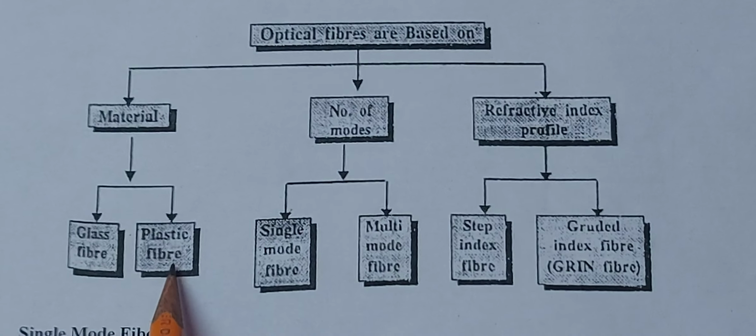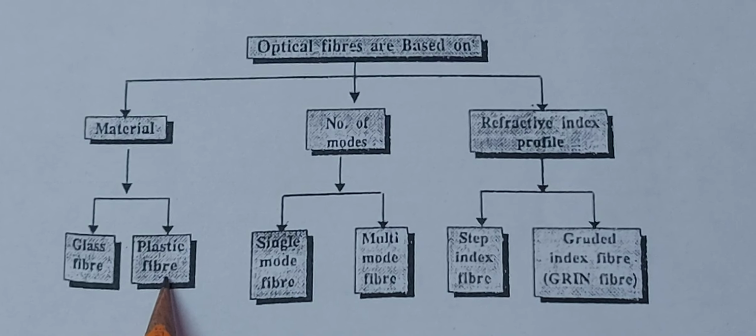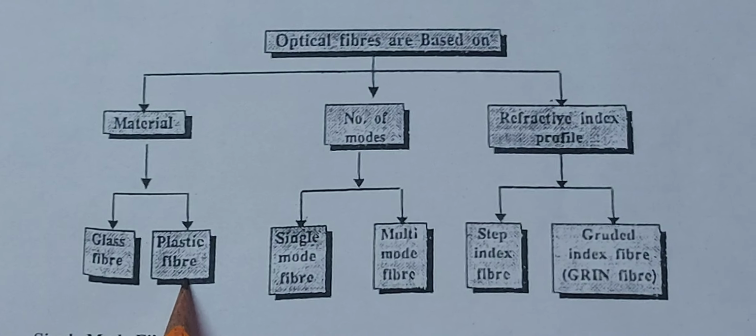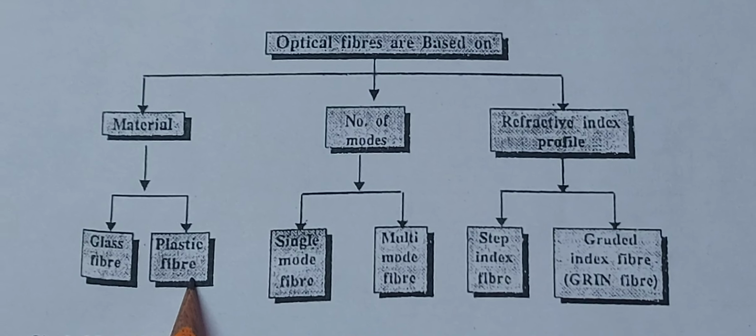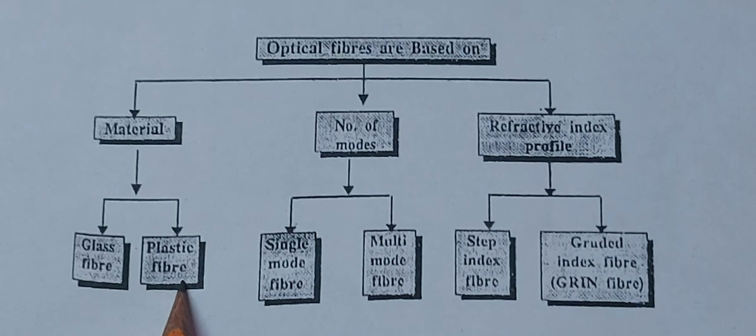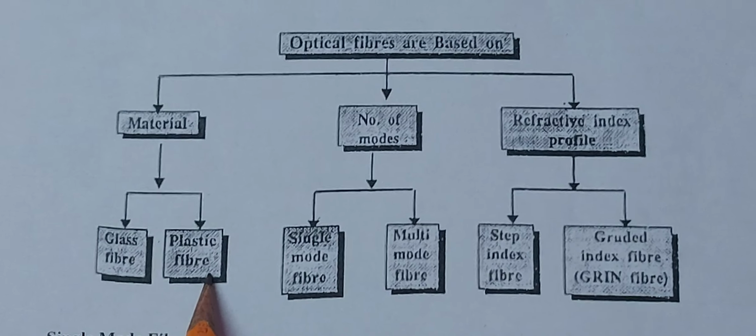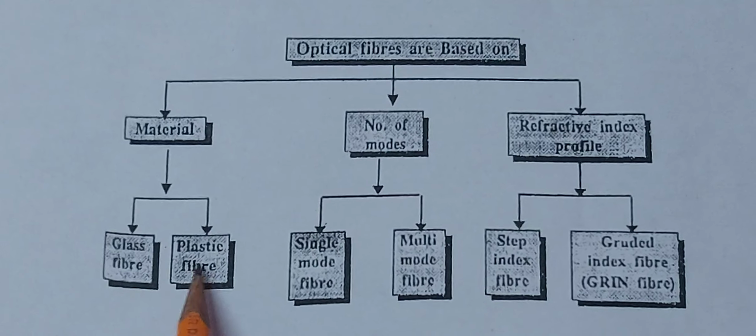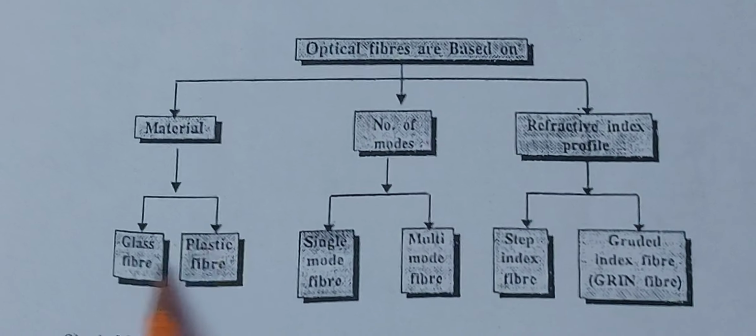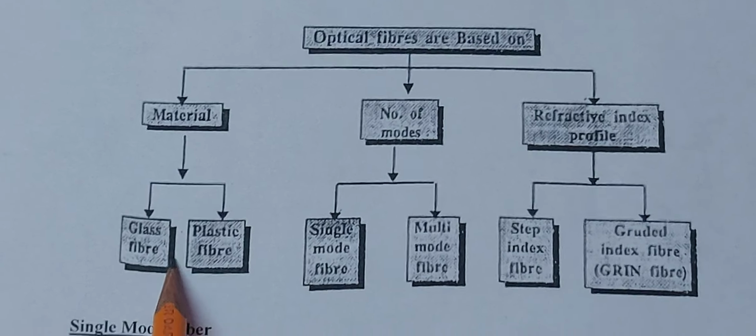And the plastic fiber, the name itself shows that it is made up of plastics. Already I told you that optical fiber consists of core as well as cladding. The core is made up of polymethyl methacrylate and the cladding is a copolymer, so both are plastics. By using that we can transmit the signal from one place to another place.